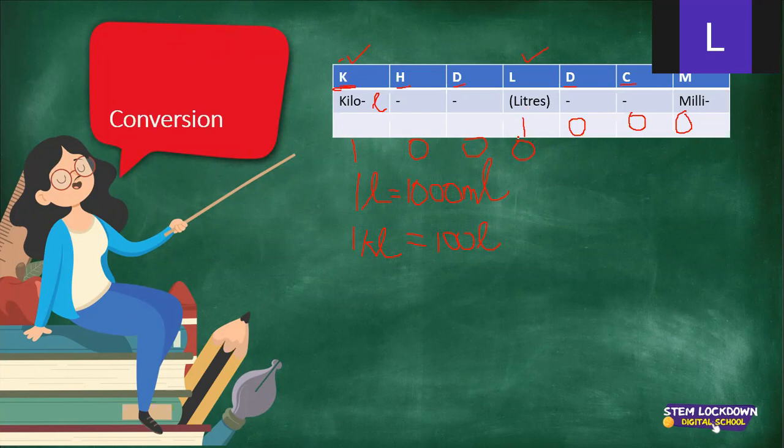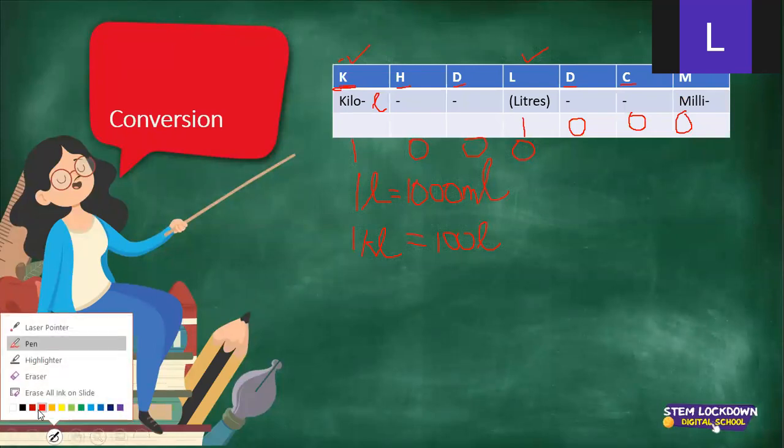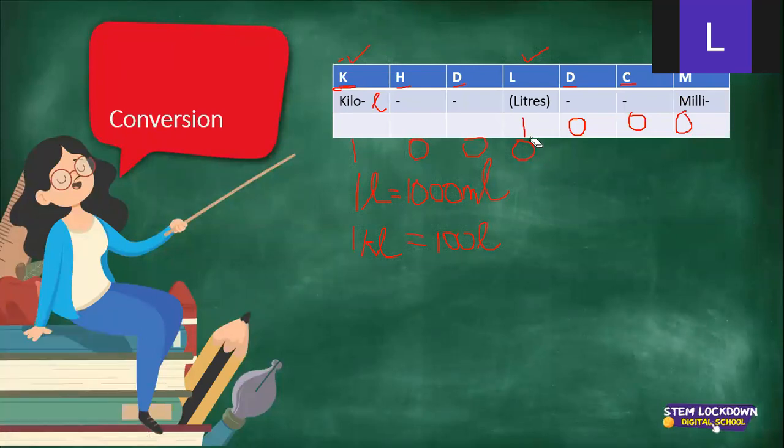Now let's say you're required to convert between kiloliters and milliliters. What you'll do in this case is write a 1. Let me just erase this, if I can have space.